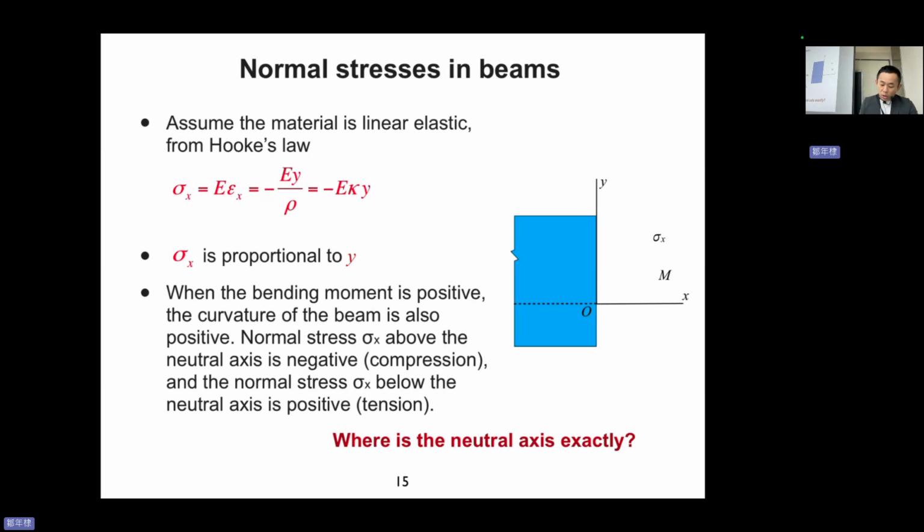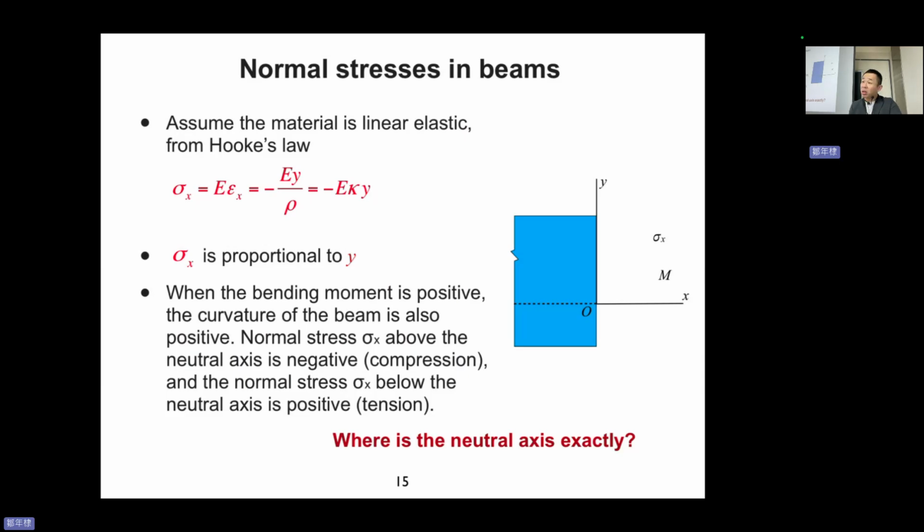Now let's continue our lecture. After discussing the property of cross-section, we are now ready to discuss further normal stress in beam, normal stress in material subjected to bending or shear. Assume the material is linear elastic. From Hooke's law, you know that sigma x equals E times epsilon x, from chapter 2, chapter 1, right?